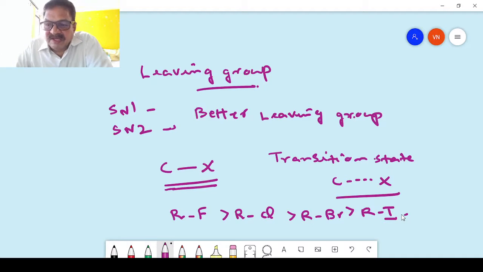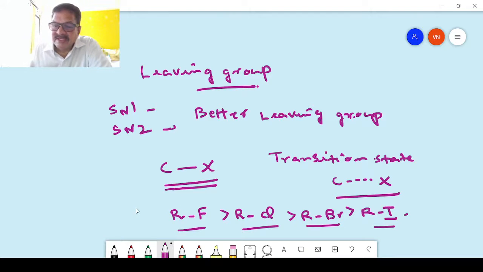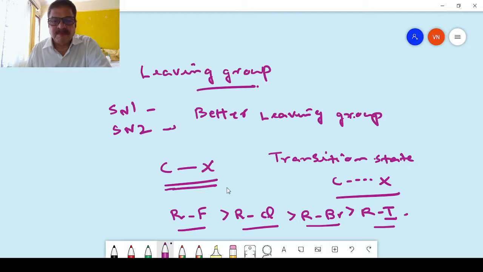Now, in the case of the halides, we have seen RF, that is the fluoride, then chloride, bromide, iodide. This is the order. Increasing leaving group ability increases the rate of the SN1 and SN2 mechanisms. So, this is the third factor, the leaving group ability.